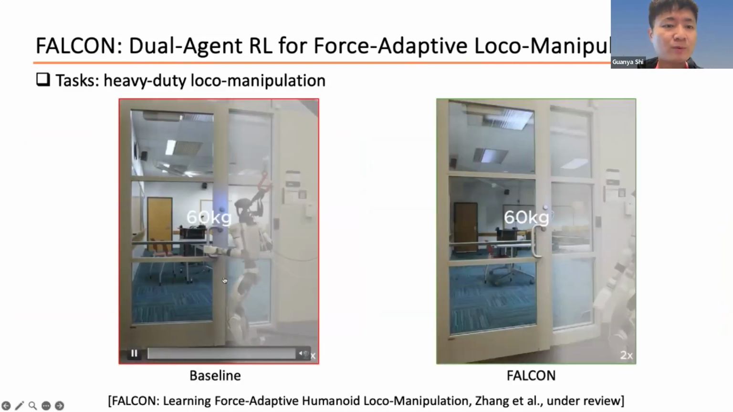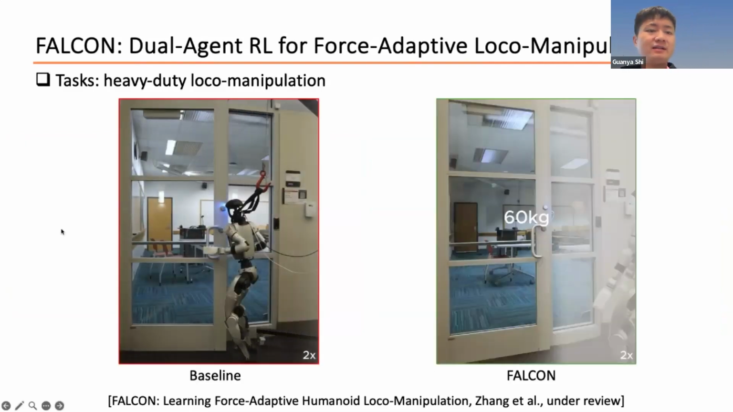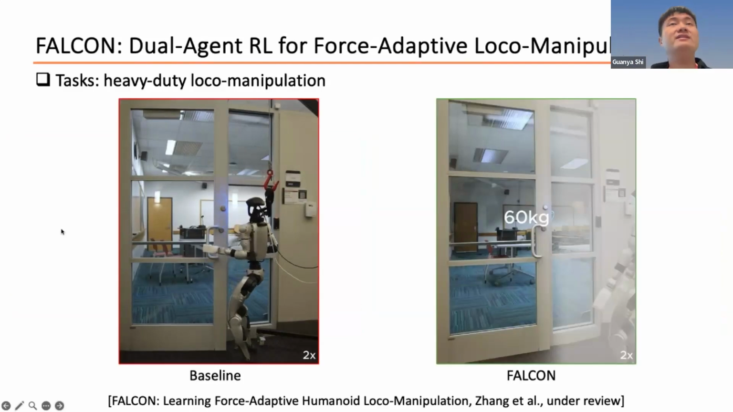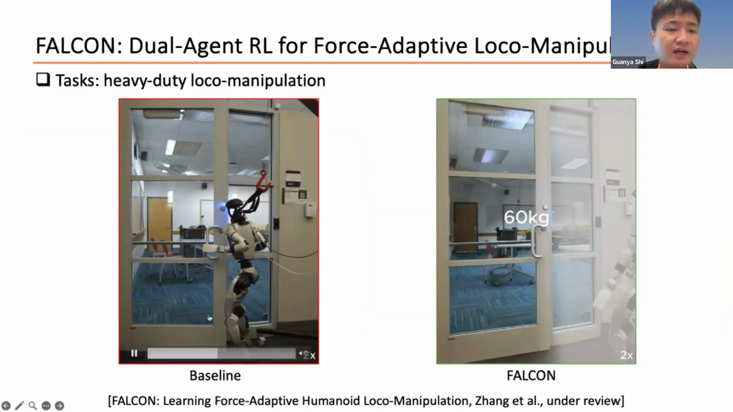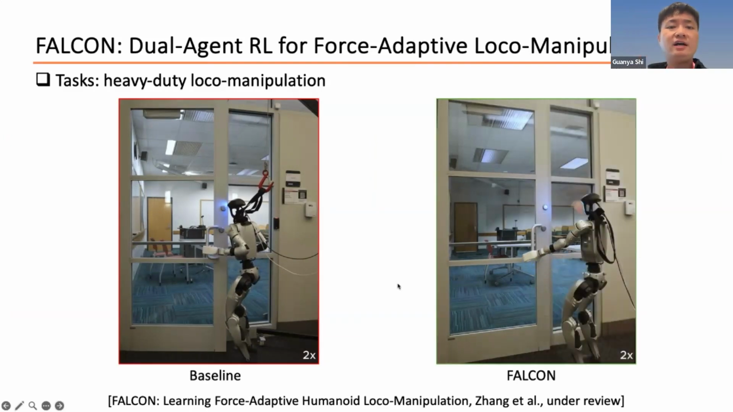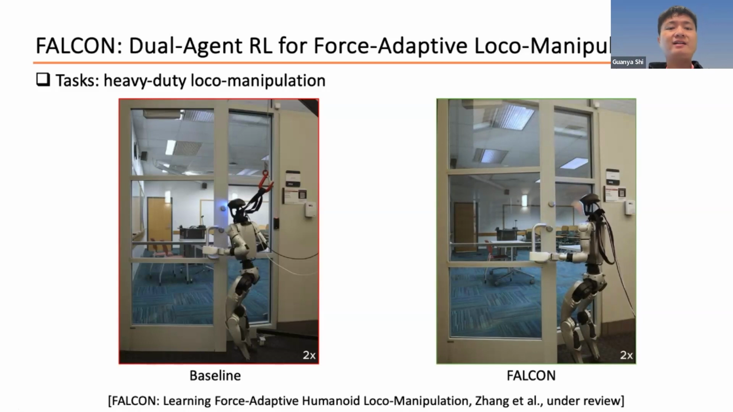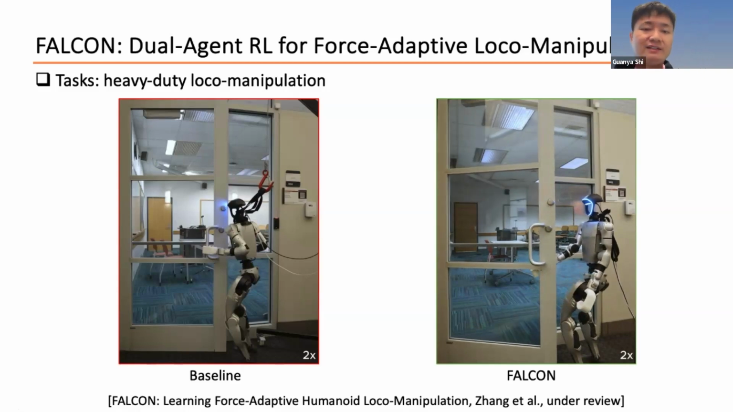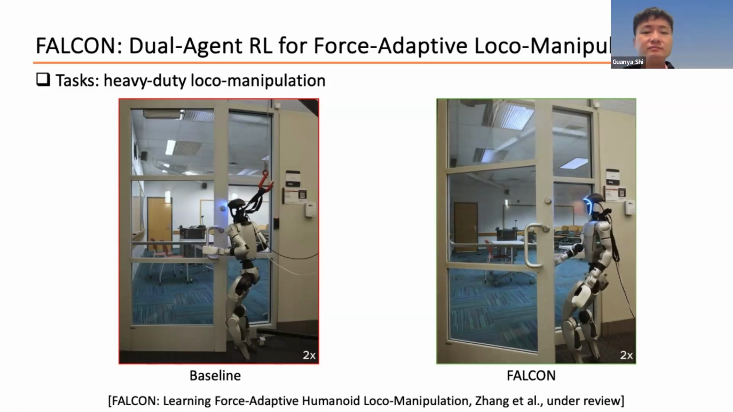This is a door opening. You can see this is the baseline. Again, the door barely moves because the door is 60 kilos. It's pretty heavy. And this is our method. You can see the humanoid walks there and pulls the door using the left arm and creates enough clearance, and pushes the door using the right arm and walks in.